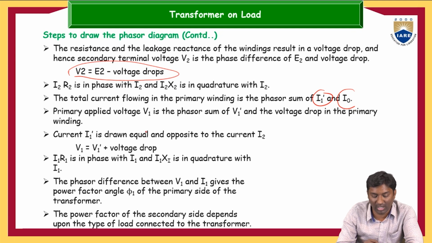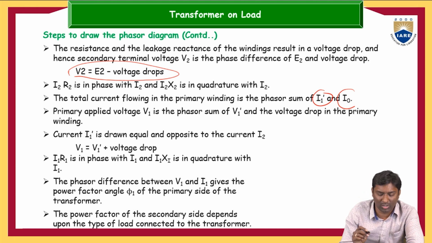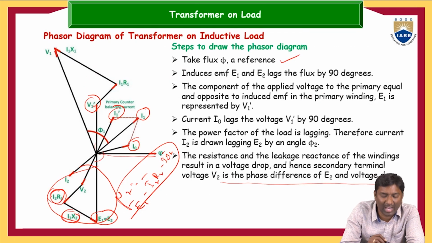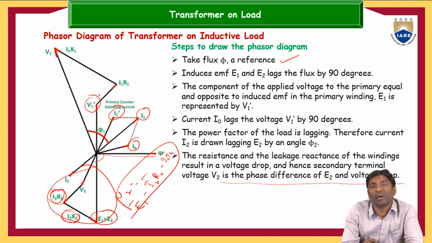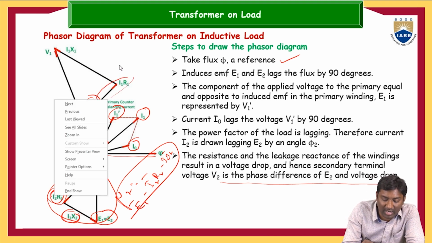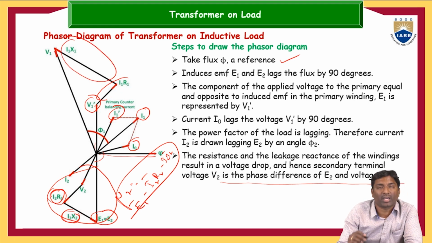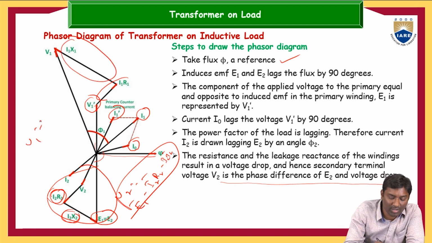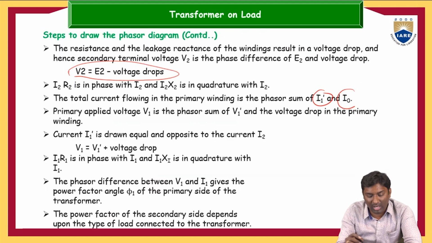Next, you can observe here the primary applied voltage V1 is the phasor sum of V1 dash and the voltage drop in the primary winding. What is the voltage drop here again? The resistance drop and the reactance drop. So that is V1 is equal to V1 dash minus I1 R1 bar minus I1 X1 bar. According to this step.